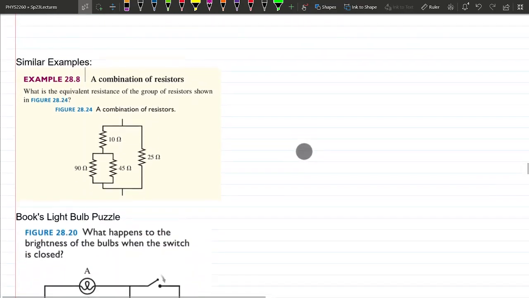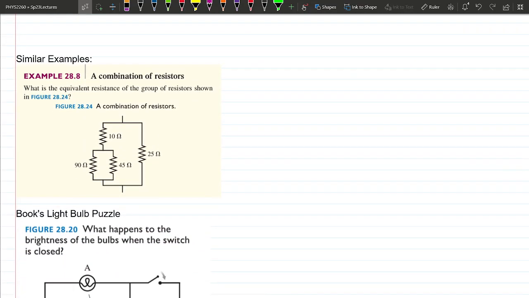All right. So in the textbook, there's a much nicer example. If you guys were to try to find the equivalent resistance of this, which two resistors do you think you want to deal with first? 90 and 45. Right, these guys, right? You want to combine these guys together to make it one resistor, right?